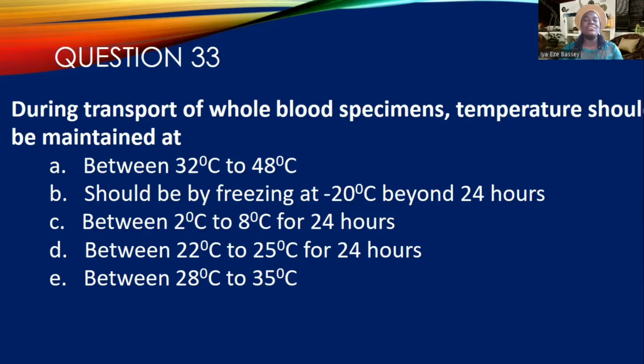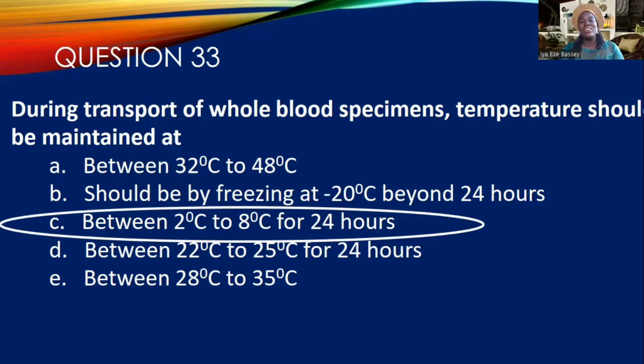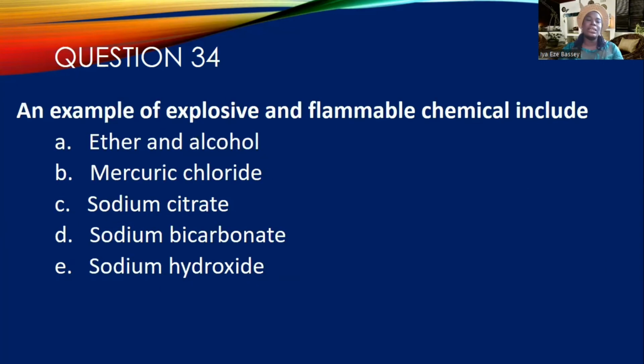E, between 28 to 35 degrees centigrade. In Nigeria, if you are living in the north, it could have this kind of temperature. So the answer will be between 2 to 8 degrees centigrade for 24 hours. This is because you're transporting whole blood specimens that you don't want to lyse. If you were transporting serum or plasma or something else that can be frozen, you could actually use -20 beyond 24 hours. But since you're transporting whole blood, you want them to be whole, you don't want lysis, so your C will be your answer.